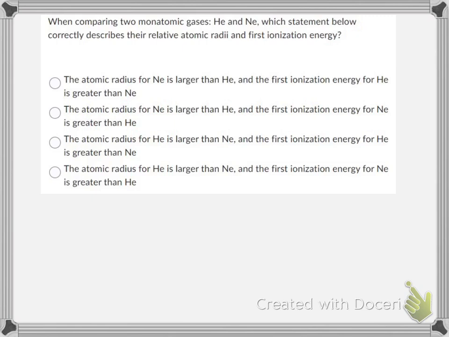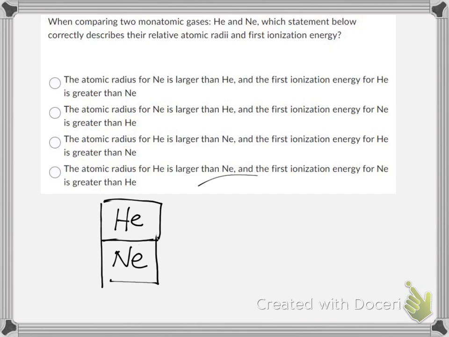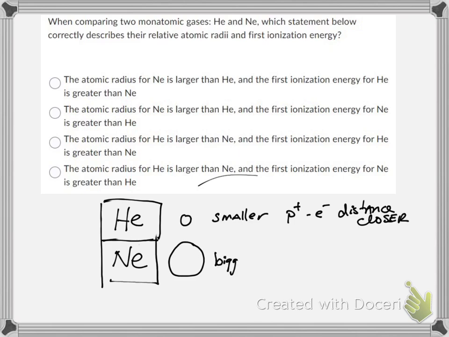Okay, so this question is about the connection between radii, ionization energy, and the column effect about different elements in the same column. Alright, so let's take a look. Helium and neon are in the noble gas column. If we're looking at size, we usually use the shell model here to discuss general size. So helium is smaller than neon. Neon has one extra shell, the second shell. So helium is smaller, neon is bigger.